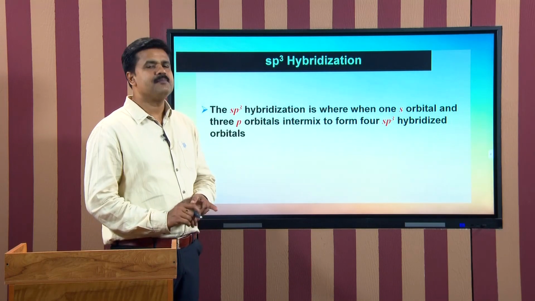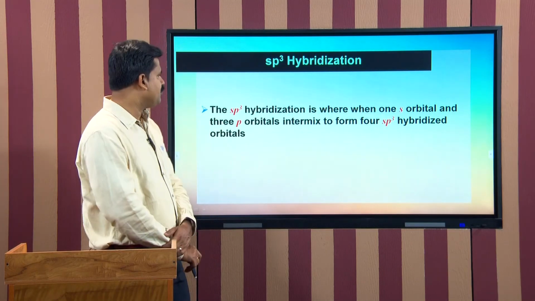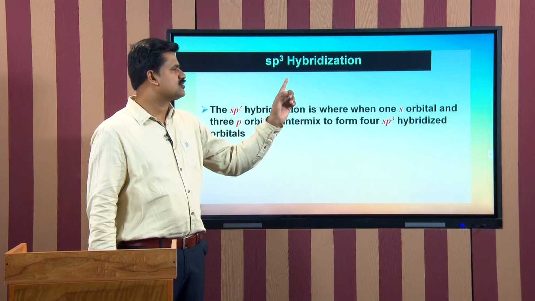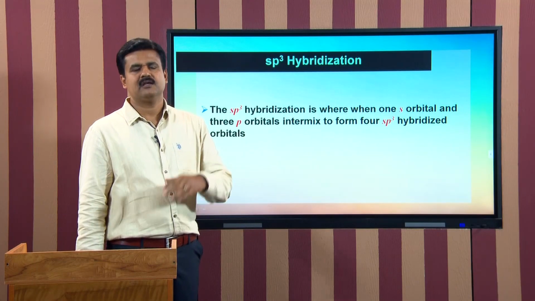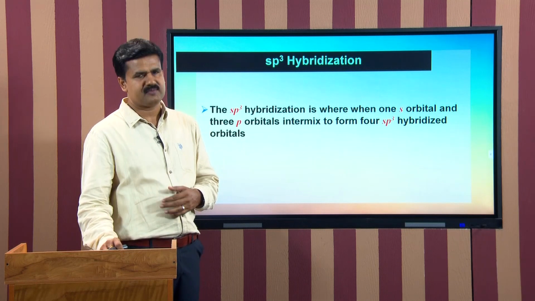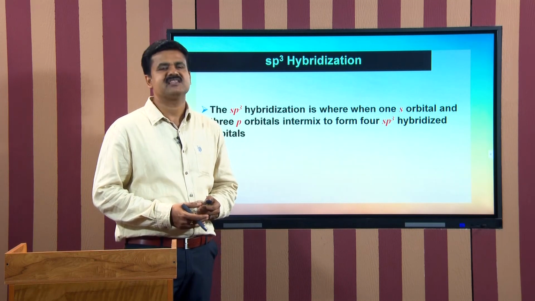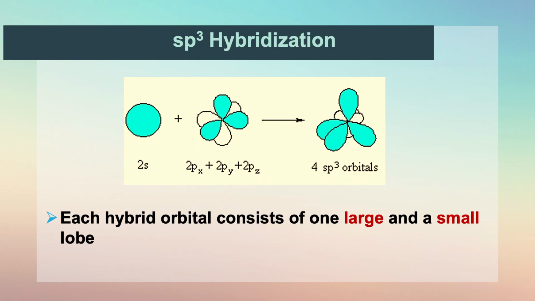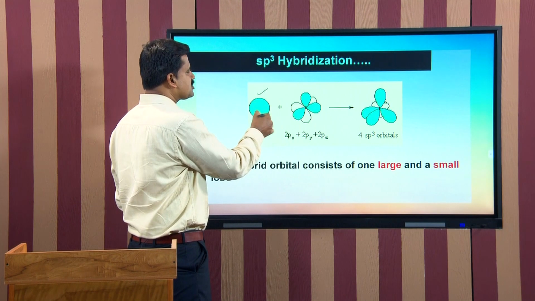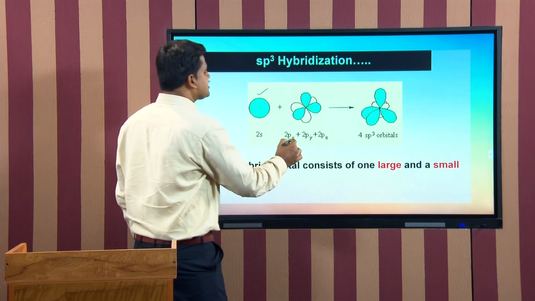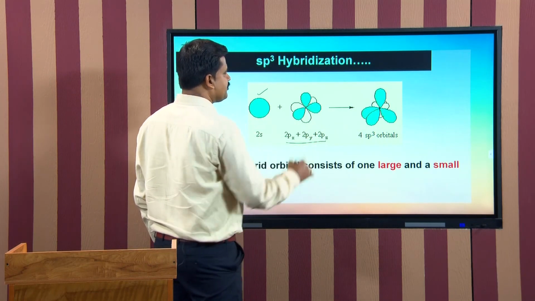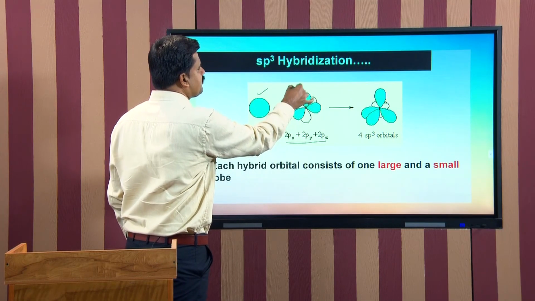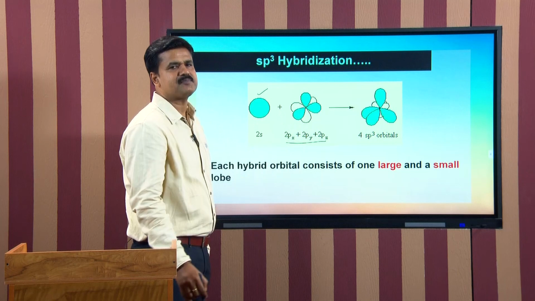sp3 hybridization, as the name indicates, is the mixing up of the s orbital, that is the 2s orbital, and 3 p orbitals to form 4 sp3 hybrid orbitals. That is, in sp3 hybridization, 4 orbitals take part, and as a result, 4 sp3 hybrid orbitals are obtained. This is the pictorial representation of sp3 hybridization. This is the 2s orbital for convenience, and this s orbital is spherically symmetrical, and this is a combination of 3 p orbitals, namely px, py and pz.